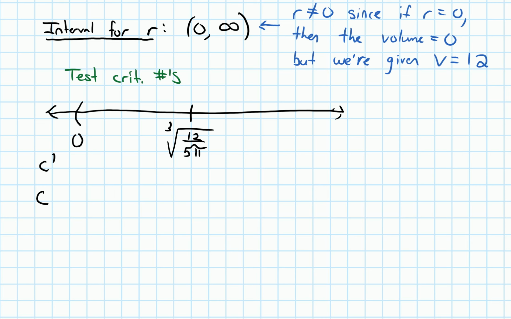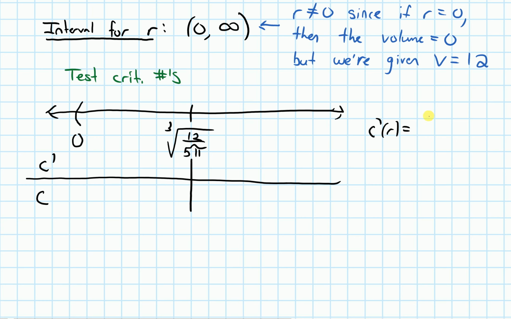I want to keep track of my derivative and my original function, so I'm going to make my table. Let's remind ourselves that the derivative, c prime, was equal to 20 pi r cubed minus 48 over r squared. That was our derivative after we had simplified it. Now I need to pick a test point that's smaller than this cube root, and one that's larger than this cube root.